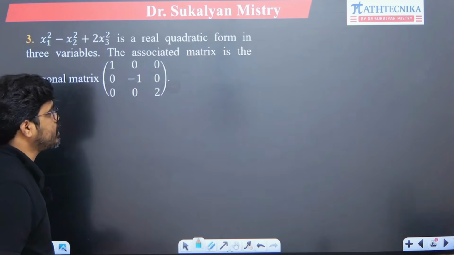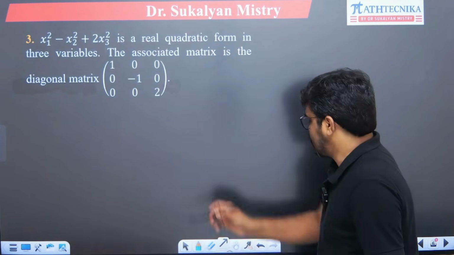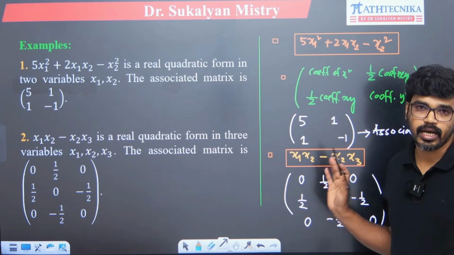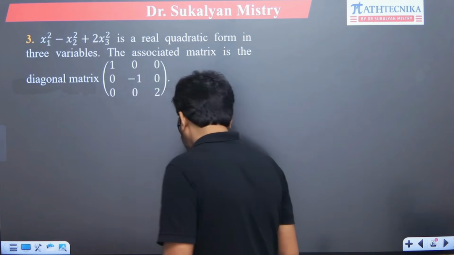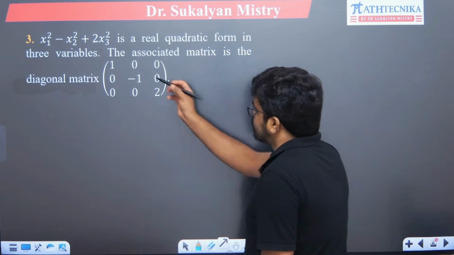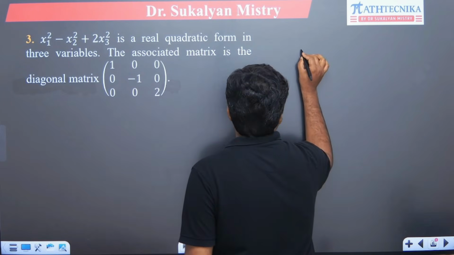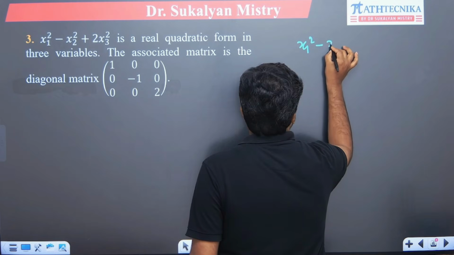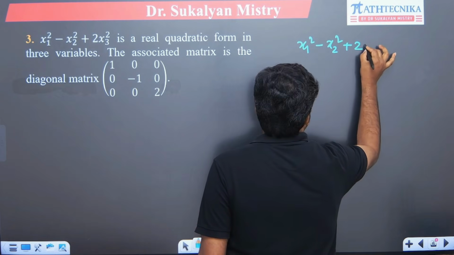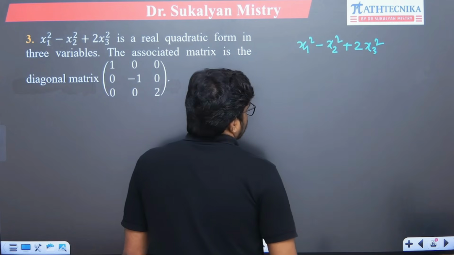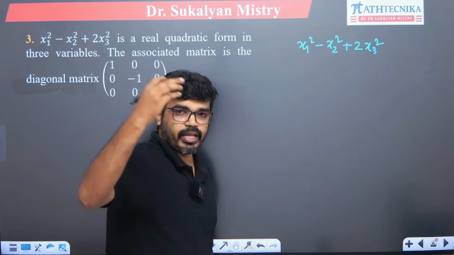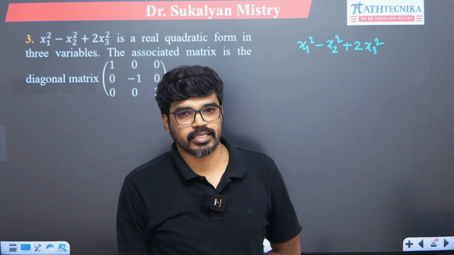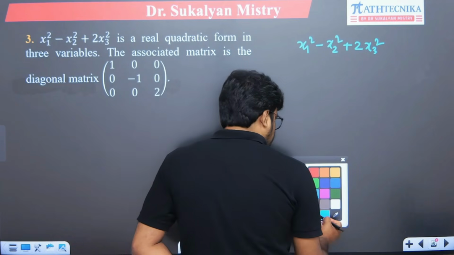Okay, so similarly if we consider this example, so see this, here we have 3 variables x1 x2 x3, so we get a 3 cross 3 real symmetric matrix. Okay, next if we consider this example, suppose what is the expression here? The expression is x1 square, okay, minus x2 square plus 2x3 square. We have 3 variables x1 x2 x3, so we get a 3 cross 3 real symmetric matrix.